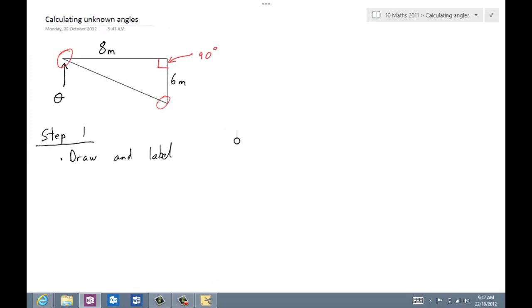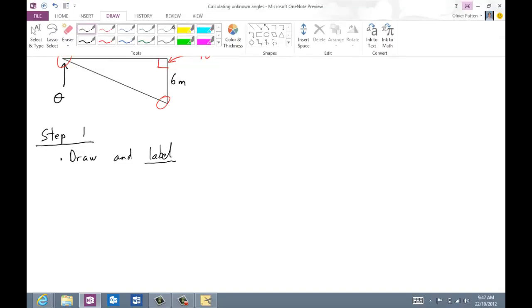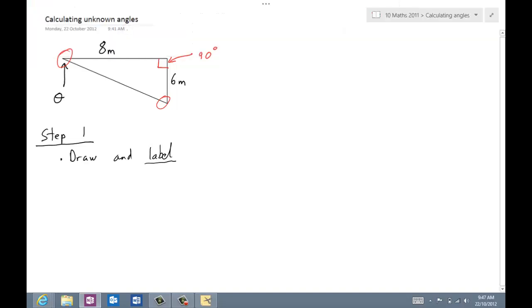So we've drawn it and labeled it, but we can do some more labeling here. We can label the opposite side, the adjacent side, and the hypotenuse. So we just do that with an O, which represents the opposite side. That is the side opposite the angle in question.